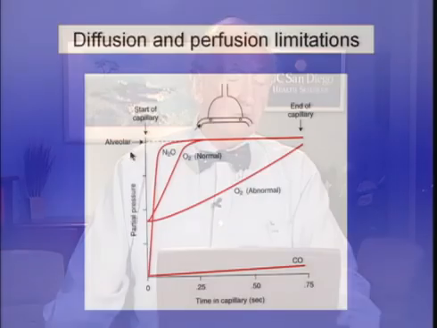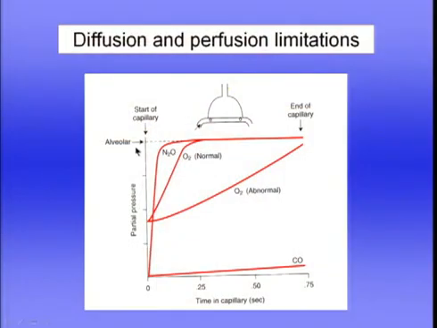So let's suppose we have a subject here who inhales a small concentration of carbon monoxide, and his alveolar partial pressure is shown by this broken line here. The blood coming into the lung has no carbon monoxide in it, which is usually the case unless you happen to be a heavy smoker.